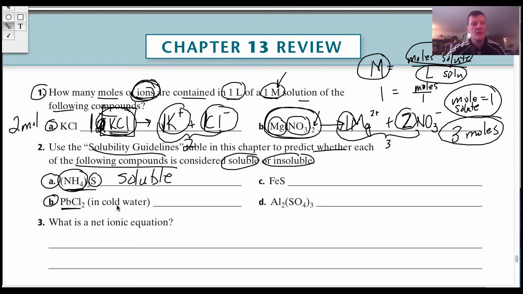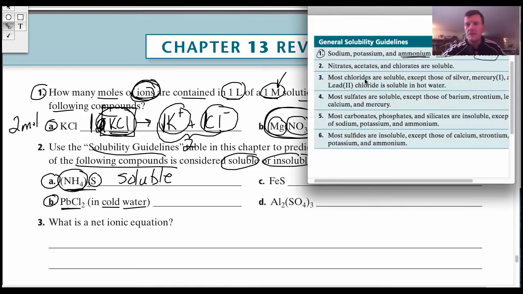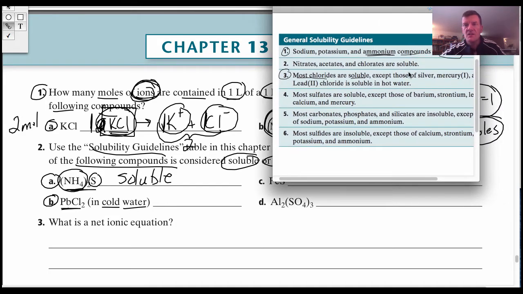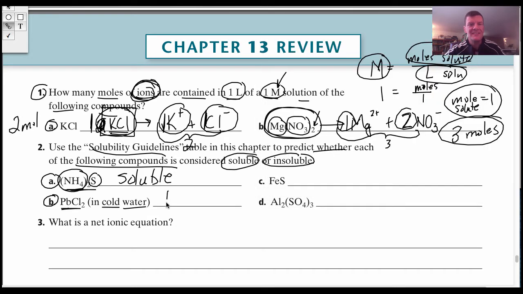Here it says lead chloride, and it specifies in cold water. Let's see if it says anything about lead chloride. Okay, it says here, number 3, most chlorides are soluble, which is what we have. We have a lead chloride. And it says except, and it gives some exceptions. The exceptions are silver, mercury, and lead. It says lead chloride is soluble only in hot water. But this says cold water, so this would be insoluble. Okay, insoluble. Let's look at C.